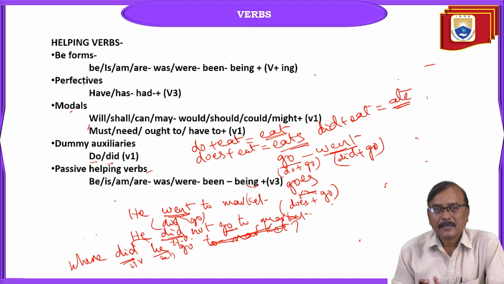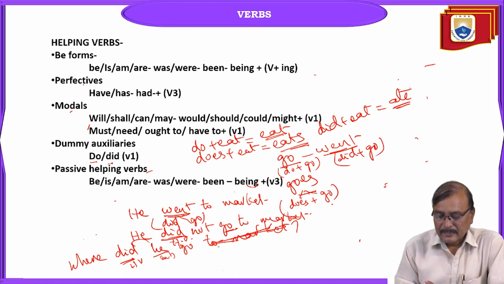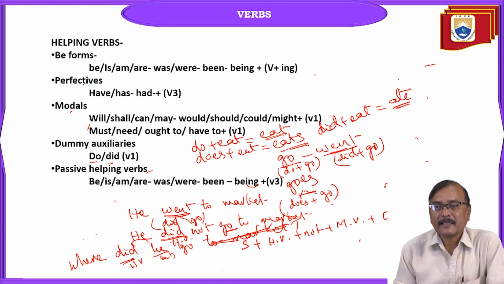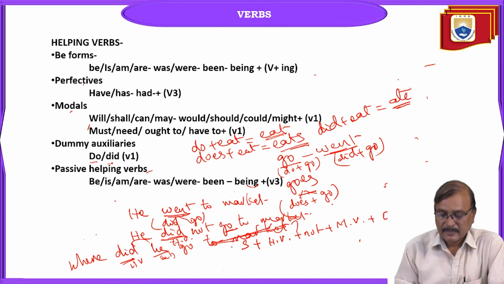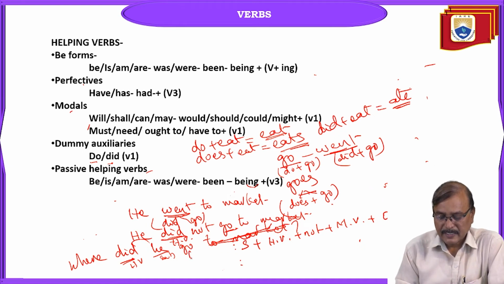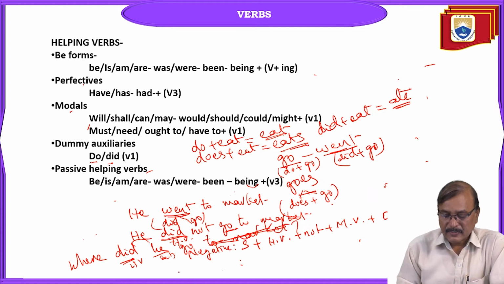What did I say here? Clear? In the negative sentence, the structure is subject plus helping verb plus not plus main verb plus object or complement. This is a negative sentence, a negative statement. In the questions here, that is an interrogative sentence.